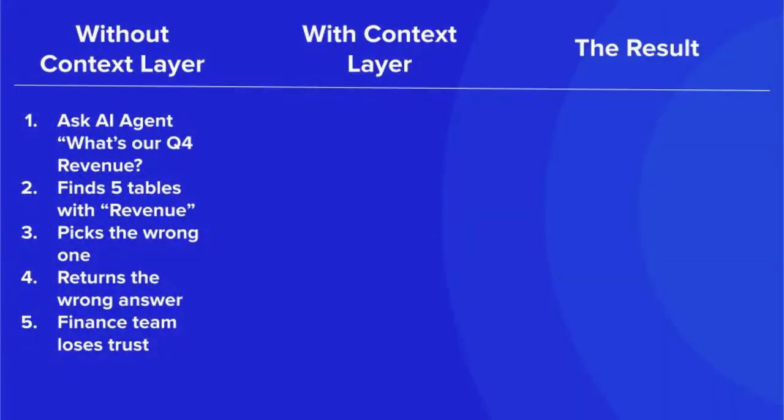Now, without the context layer, we would ask an AI agent, what's our Q4 revenue? It would find 5 tables with the word revenue. It would pick the wrong table. It would return the wrong answer, and our finance team would lose trust.